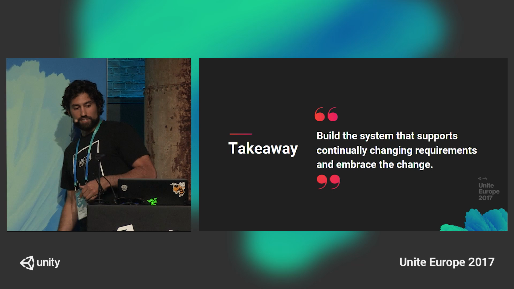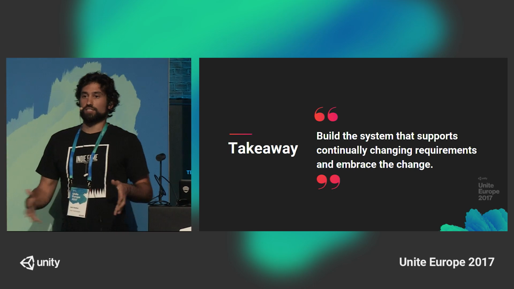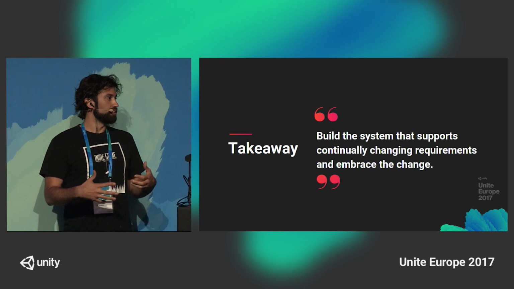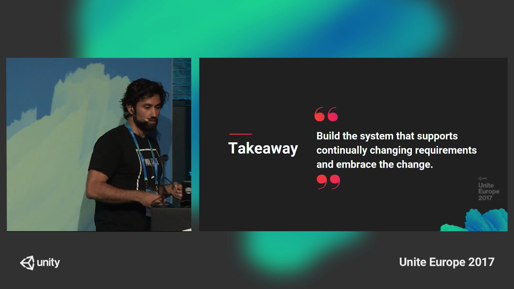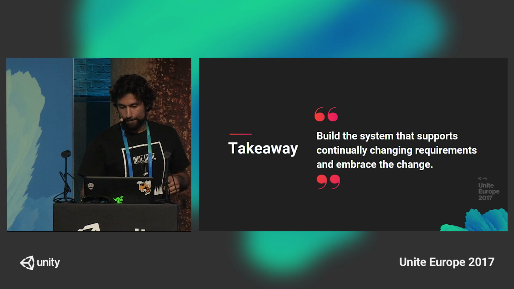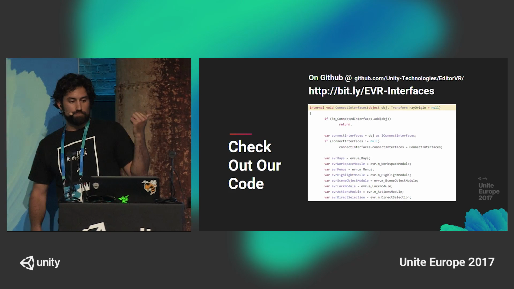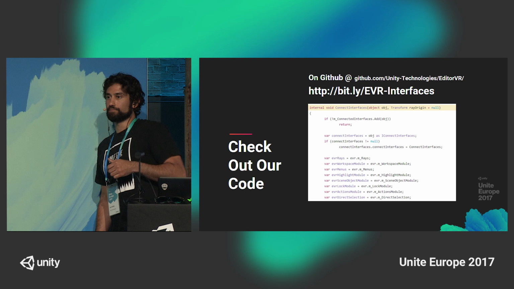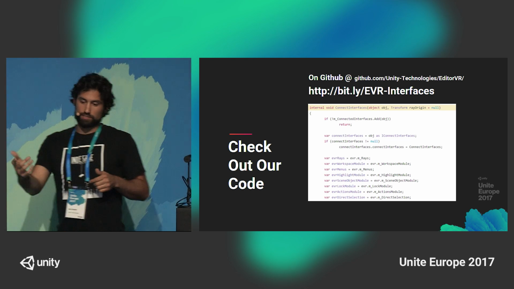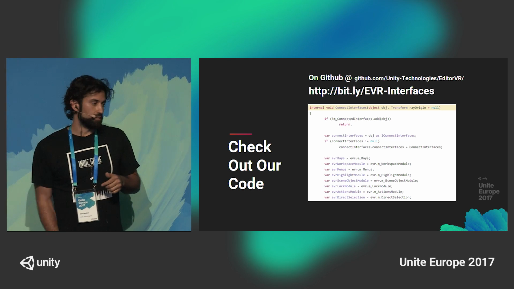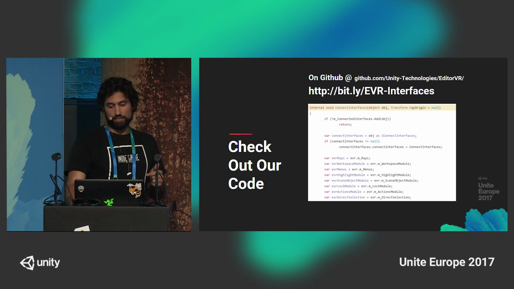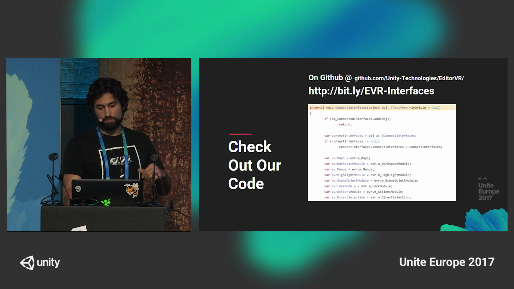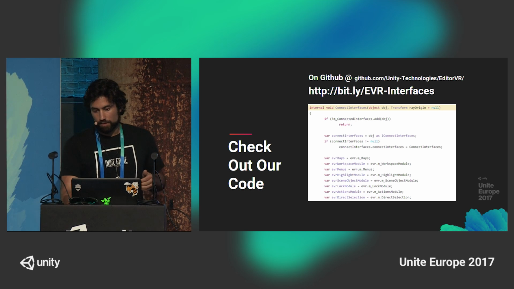So my takeaway for this is, build a system that supports continually changing requirements. Make that part of the system instead of trying to nail down specifics about what you're building. And you can look at our code. It's all online on GitHub. And this is a quick bit.ly link that points directly to the interface part of connecting up interfaces. But let me move on.